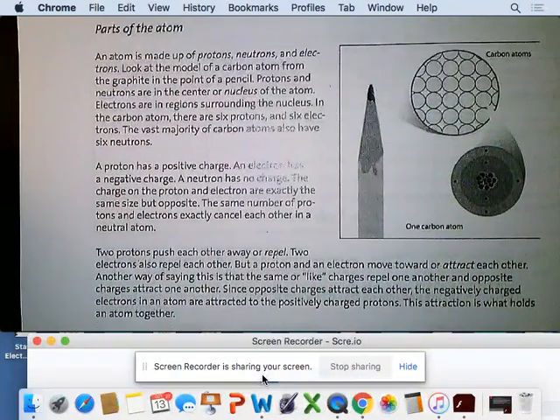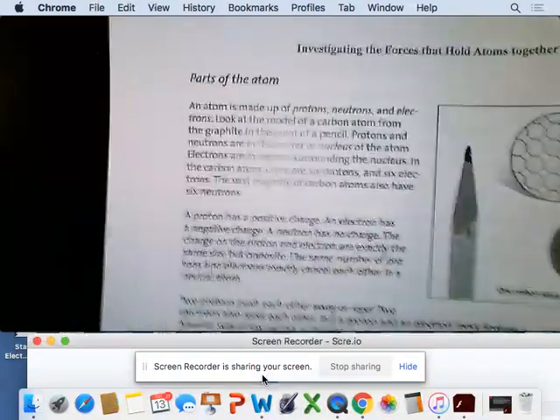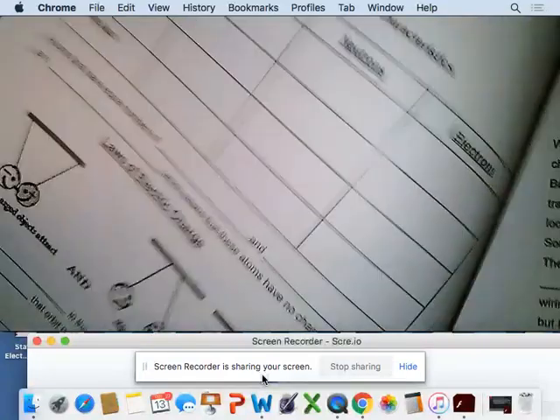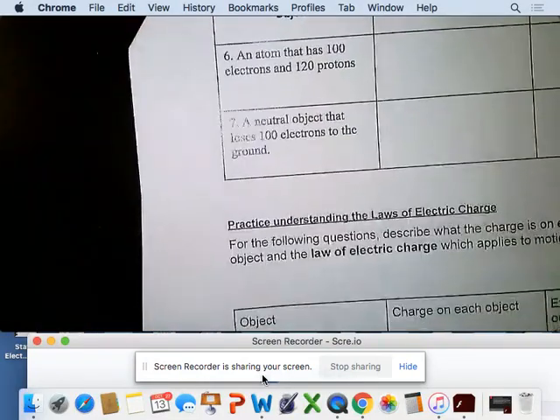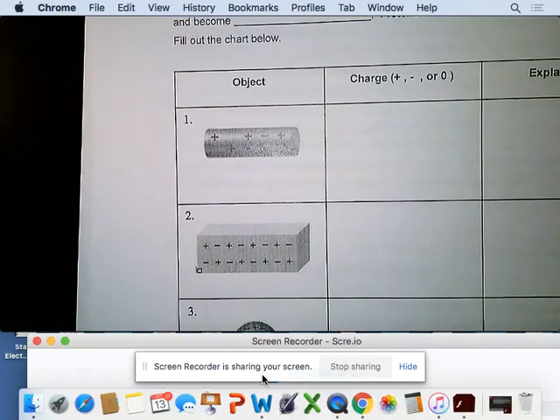What charges do when they're like and when they're opposite, okay? The electrons and the protons. So we can see evidence that those charges exist when we look at the behavior of different objects during static electricity investigation. So yesterday, did we fill in all the charges on these different objects?